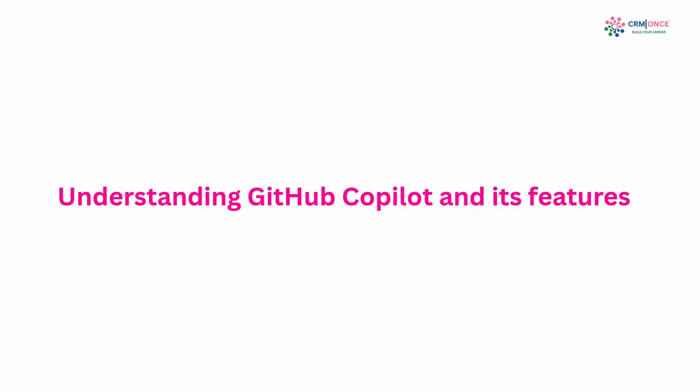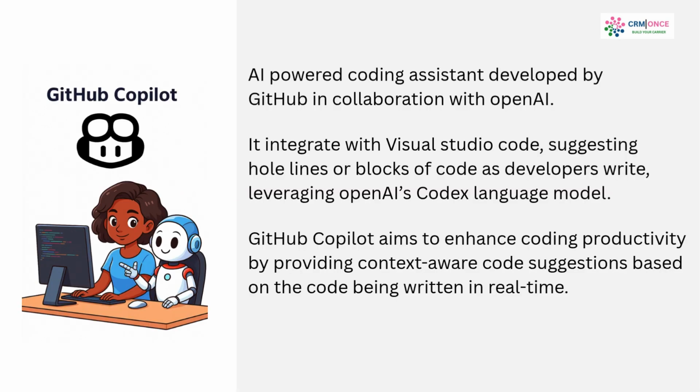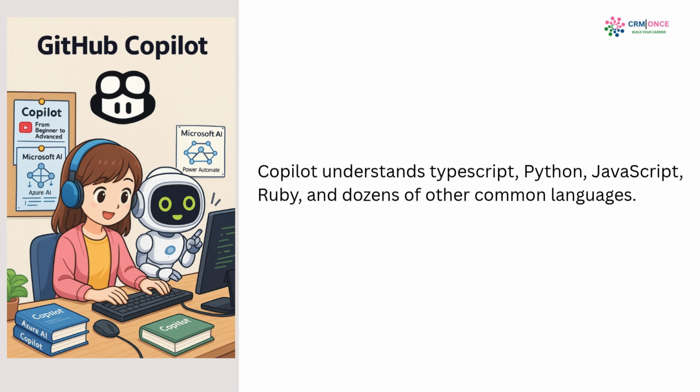Understanding GitHub Copilot and its features. What is GitHub Copilot? GitHub Copilot is an AI-powered coding assistant developed by GitHub in collaboration with OpenAI. It integrates seamlessly with Visual Studio Code and other IDEs. It suggests entire lines or blocks of code as you type. Powered by OpenAI's Codex language model. It aims to boost coding productivity through real-time, context-aware code suggestions.